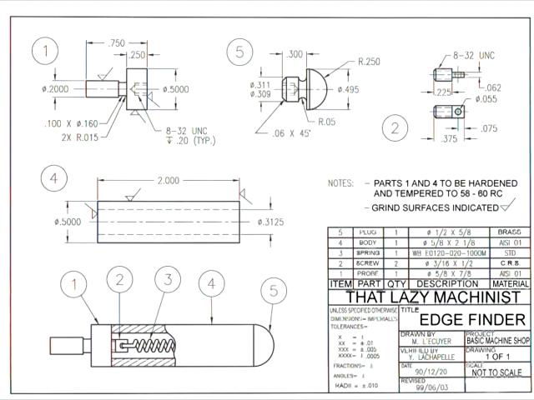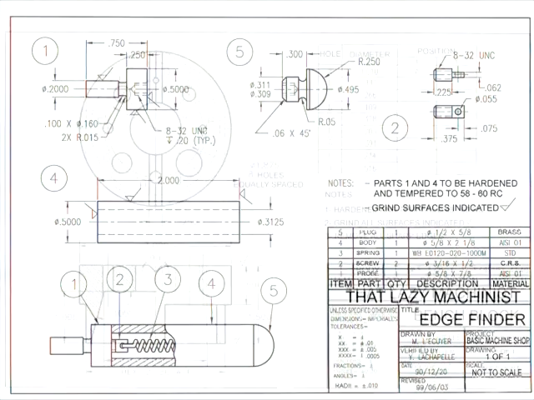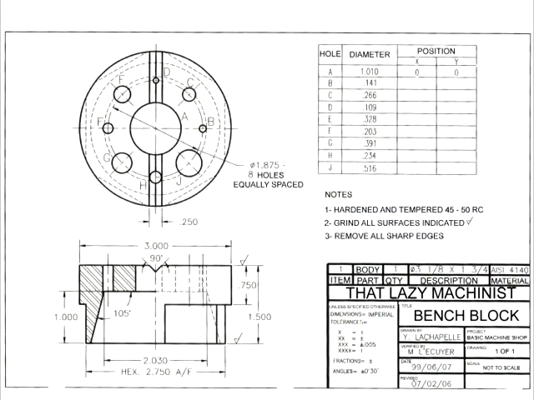Some projects are simple enough to be able to combine both detailed and assembly drawings on the same drawing. That's the case for this Edge Finder project. Now, when that's the case, we call these drawings combined detail and assembly drawings. And finally, when the project is a one-part project, well, we include the bill of materials on the detailed drawing and just leave it at that.